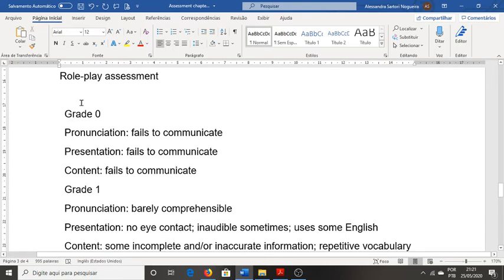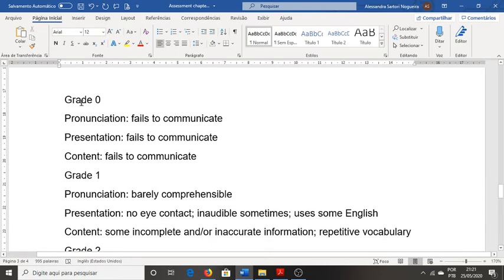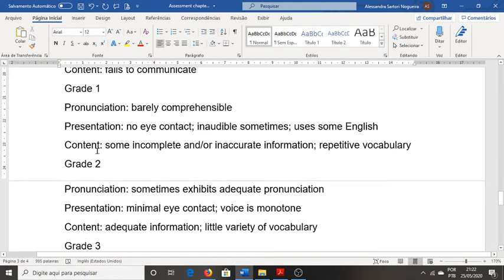So she says, grade 0 would be, well, there are three aspects to evaluate: pronunciation, presentation, and content. So a student who gets a 0 fails to communicate for pronunciation, presentation, and content. A grade 1 is like this: pronunciation, barely comprehensible; presentation, no eye contact, inaudible sometimes, uses some English, which means that maybe using native language. Content, some incomplete and or inaccurate information, repetitive vocabulary.